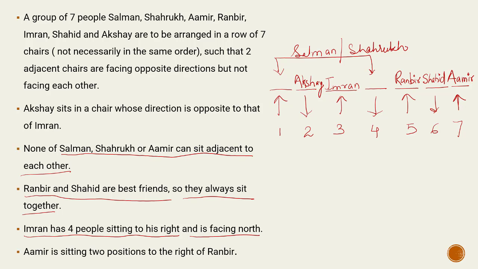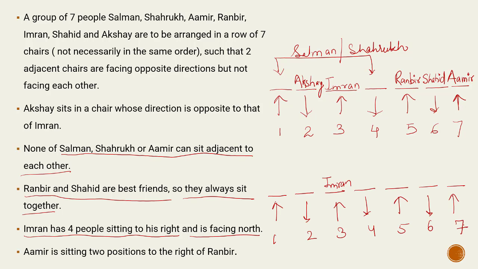No, there could be one more arrangement. Let's have a look at that. Earlier we placed Amir on chair number 7. We can also achieve the goal if we place Amir on chair number 4, and then Amir is sitting 2 places to the right of Ranbir. This can be achieved if Ranbir is on chair number 6. And in this case, both of them happen to be south facing.